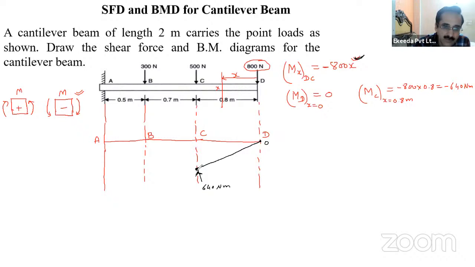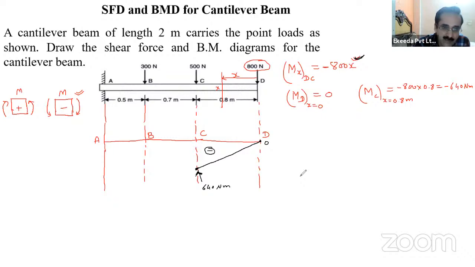So in negative direction, lower direction is our negative direction. So this is our negative direction. In negative direction, right? It is basically minus 640 Newton, right? So this is the bending moment at point C, right?